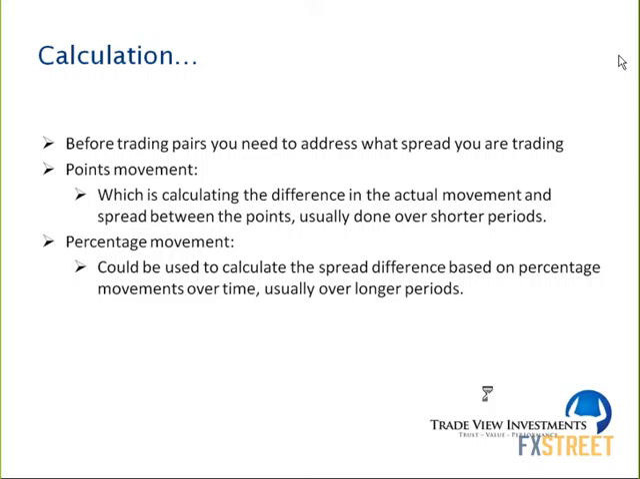Now, we use both methods, and I'd probably say we lean a little bit towards the points movement because we do trade shorter time frames as well. But we also trade our co-arb strategy over a longer time frame. So I'd say we lean towards the points movement rather than the percentage, but you can do either.